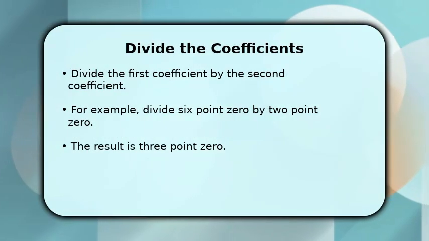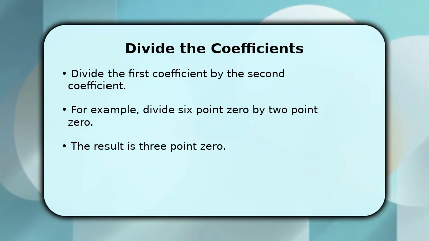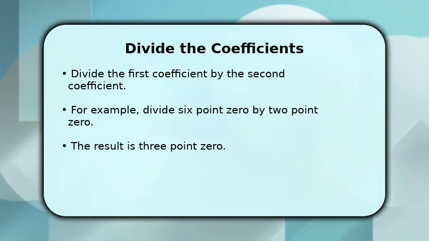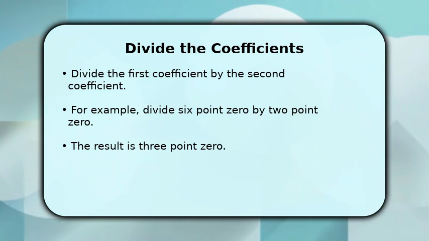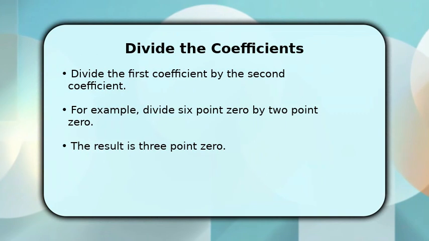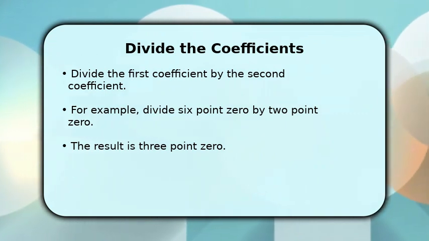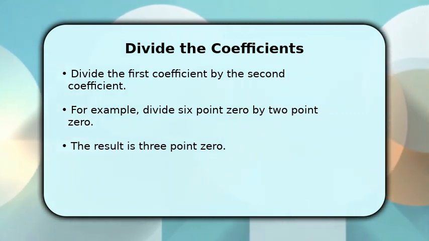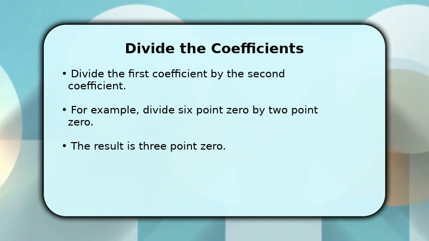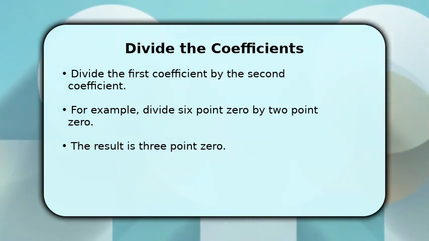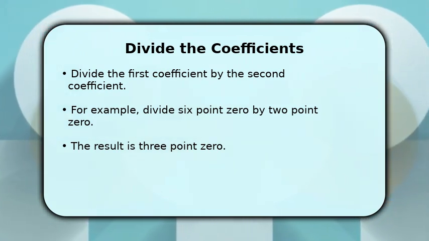The first step is to divide the coefficients, which are the numbers before the times 10 to the power of part. For instance, if you have 6.0 times 10 to the power of 5 divided by 2.0 times 10 to the power of 2, you would divide 6.0 by 2.0. This gives you 3.0. It's just a standard division operation.